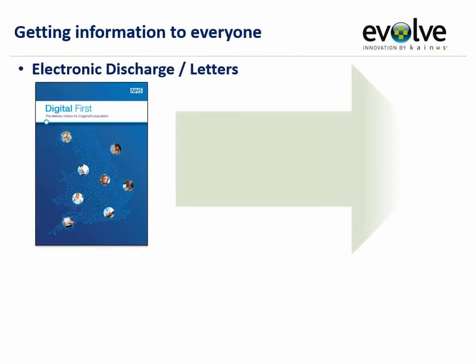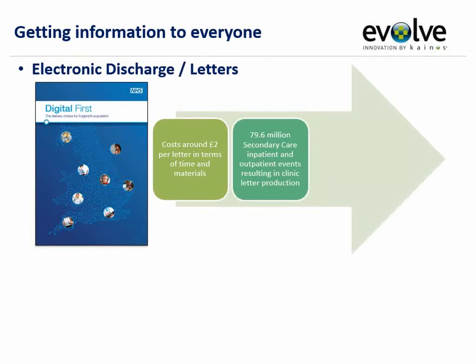And the digital first strategy did make some mention of electronic discharge information and letters. And what they said was, well, currently in a paper-based world it costs around £2, actually slightly more than £2 per letter in terms of the time to create that information, to print it out, to post it and all the rest of it. And there are nearly 80 million secondary care inpatient and outpatient events that actually require one of these letters, so a heck of a lot of paper floating around the country.